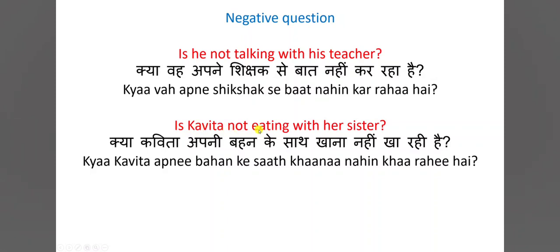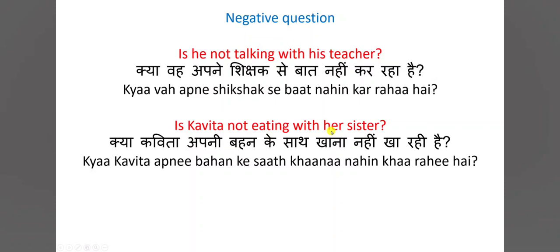Is Kavita not eating with her sister? क्या कविता अपनी बहन के साथ खाना नहीं खा रही है? कविता is कविता, अपनी is her. How did this word come? We will learn it after few lessons. Do not worry about it right now.